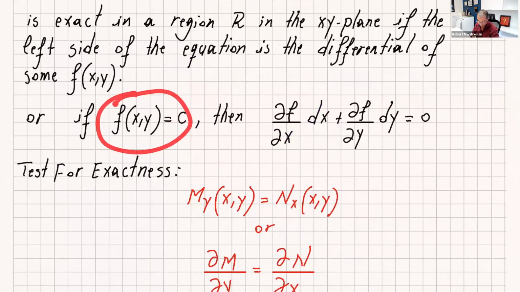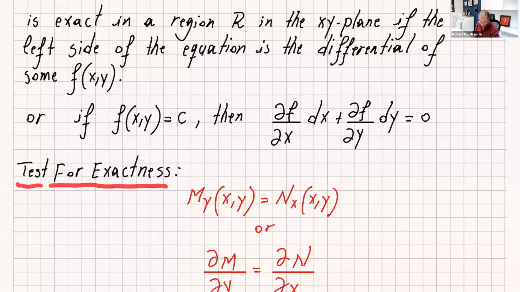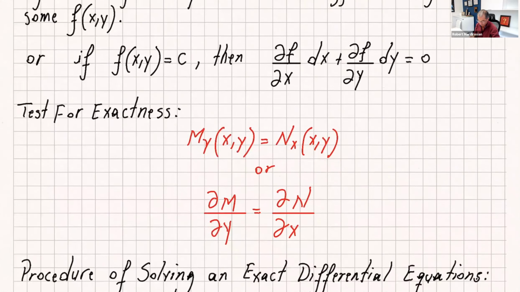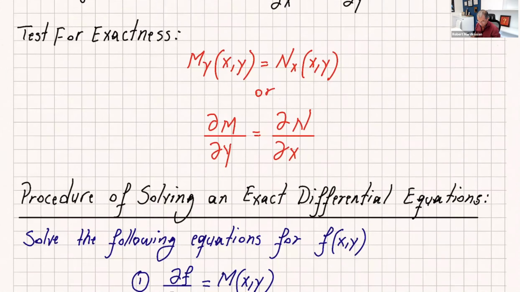Now, if that's a constant, then the total differential, remember, should be equal to 0. Whenever you're given an equation, you have to test for exactness. That means the partial of M with respect to y should be equal to the partial of N with respect to x, or simply dM/dy equals dN/dx. If this is satisfied, then you can say it's an exact equation.